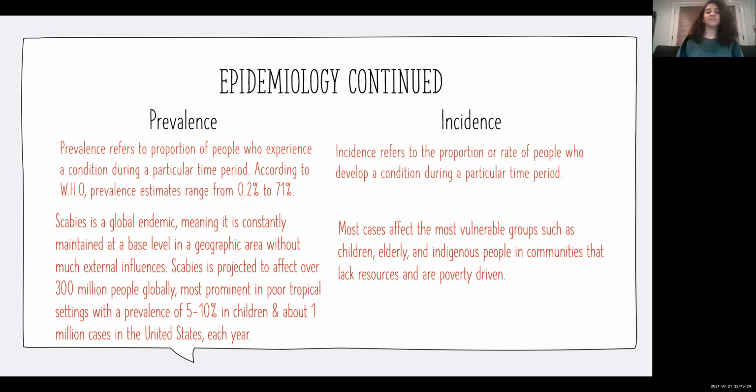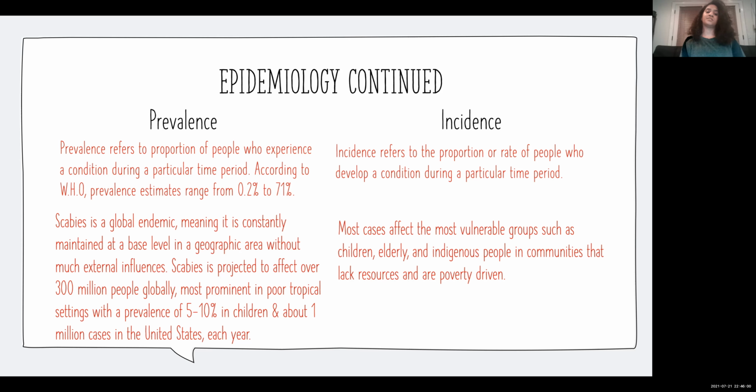Okay, so prevalence refers to the proportion of people who experience a condition during a particular time period. And incidence refers to the proportion or rate of people who develop a condition during a particular time period. According to WHO, prevalence estimates range from 0.2% to 71%. Scabies is a global endemic, meaning it is constantly maintained at a base level in a geographic area without much external influence.